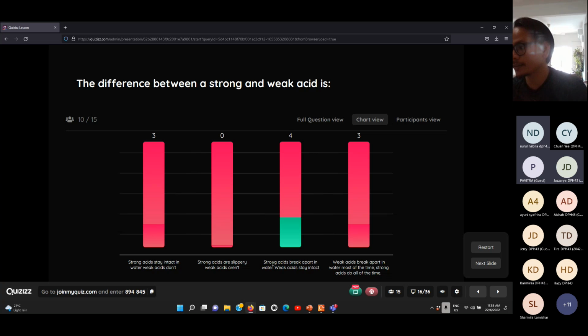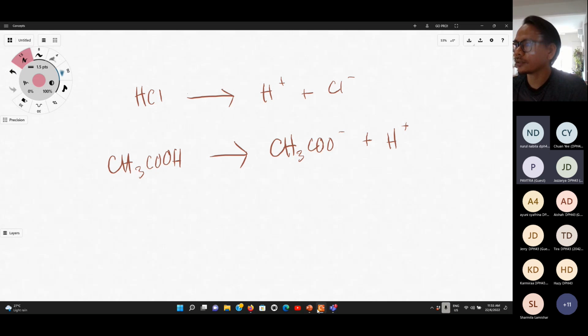So the answer adalah strong acid break apart in water. Weak acid stay intact. So what does that mean adalah, that's why saya tulis this chemical equation. This is a strong acid. So this is strong acid. This is weak acid. So you can see by writing this chemical equation, saya boleh nampak the ions, the hydrogen ions yang dihasilkan.